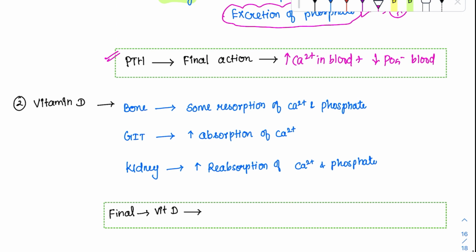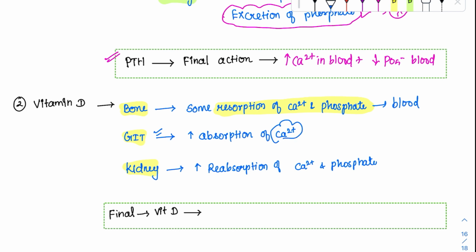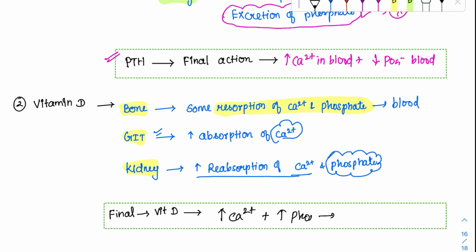Now coming to vitamin D. It also acts on three places: the bone, GIT and kidney. In the bone, it causes resorption of calcium and phosphate, so more and more calcium and phosphate will come to the blood. In the GIT, it causes reabsorption of calcium, more and more into the blood. And in the kidney also, it causes reabsorption of calcium. Not only that, it causes reabsorption of phosphate also, whereas parathormone was causing excretion of phosphate. Here, vitamin D causes increased reabsorption from the kidneys also. So it's a no-brainer: the final result for vitamin D is an increase in calcium in blood plus an increase in phosphate in blood. So both will be increased in the blood.